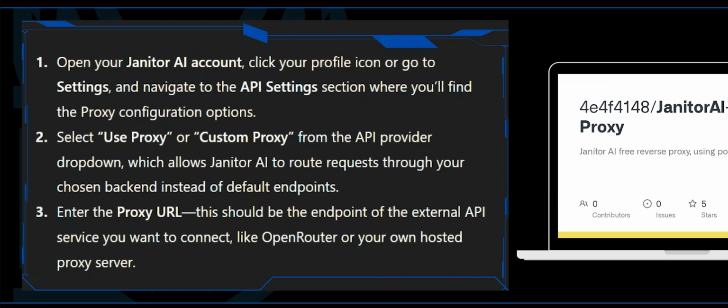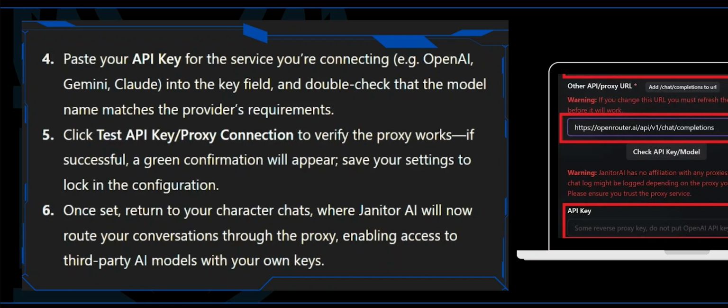Next, enter the proxy URL. This should be the endpoint of the external API service you want to connect to, like OpenRouter or your own hosted proxy server. Paste your API key for the service you will connect to, e.g. OpenAI, Gemini, Claude, into the key field and double-check that the model name matches the provider's requirements.